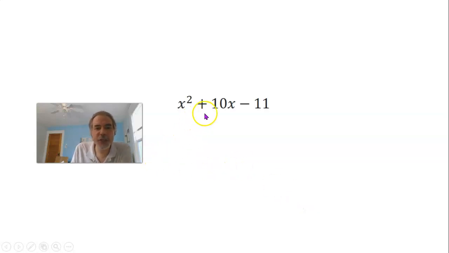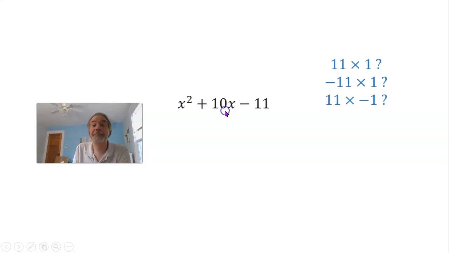Let's try this one, x squared plus 10x minus 11. So we need to come up with numbers that multiply to negative 11. And if we want numbers to multiply up to something negative, one of them has to be positive and one of them has to be negative. And they have to add up to positive 10.